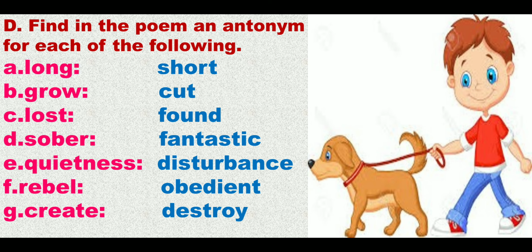Part D. Find in the poem an antonym for each of the following. A. Long. The antonym is short. Grow, cut. Lost, found. Sober, fantastic. Quietness, disturbance. Rebel, obedient. Create, destroy.